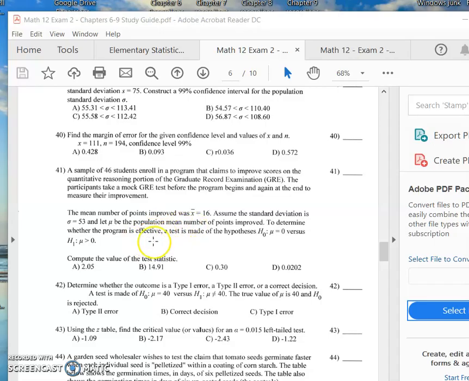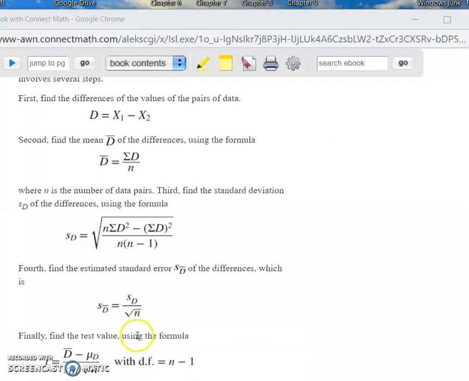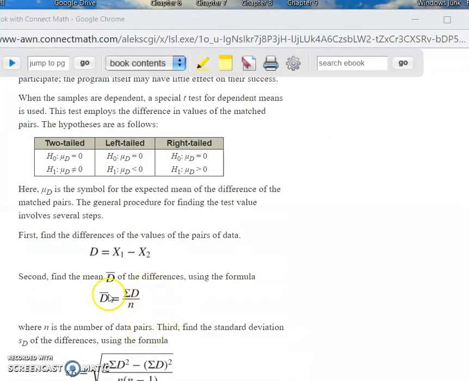Now, I got this off of the publisher's software. I apologize for this, but it's not my fault. The mean number of points improved was X bar equals 16. Well, that's not the notation that the author used in the book. In the textbook, the author used D for all of these deltas, and then he used D bar to find the mean of the deltas.